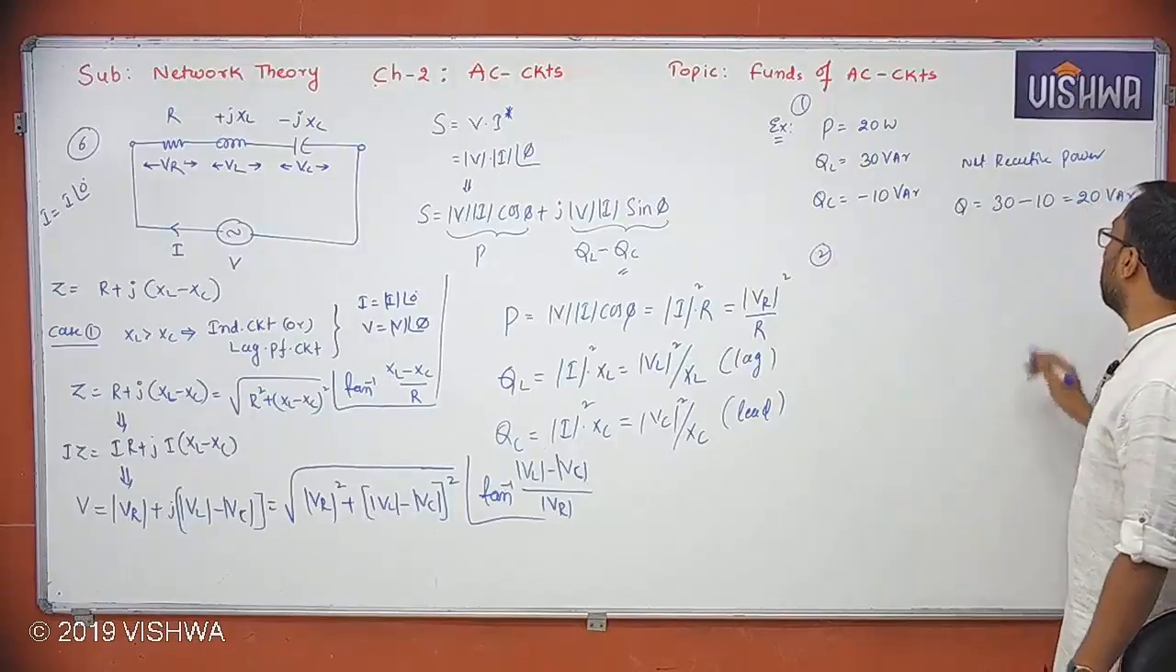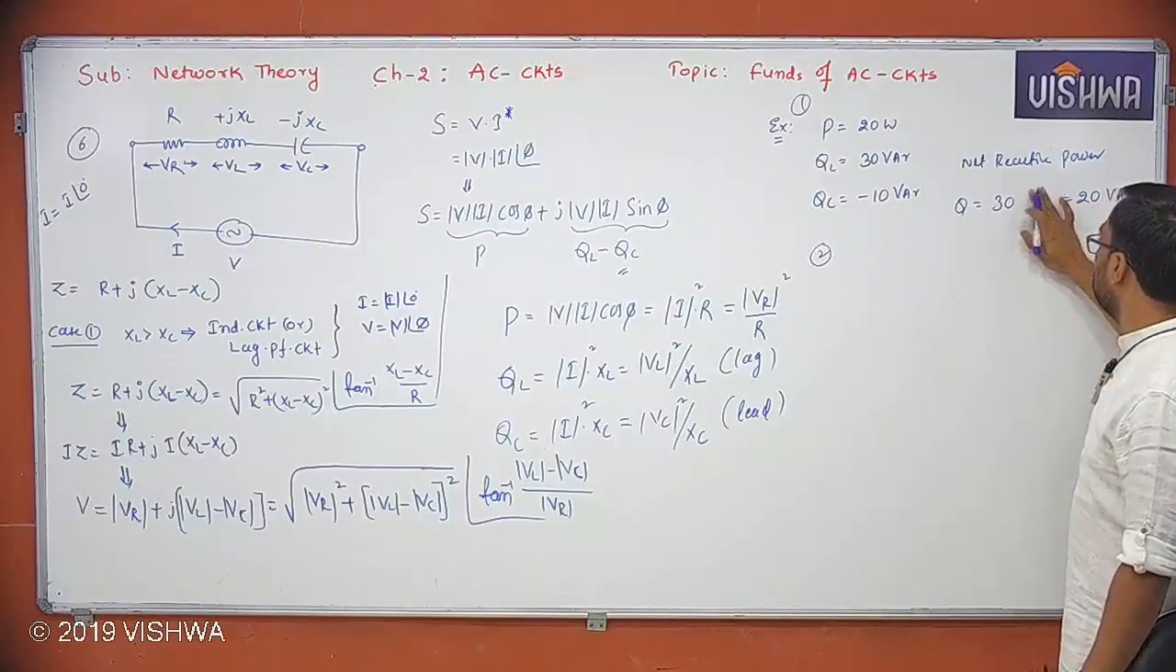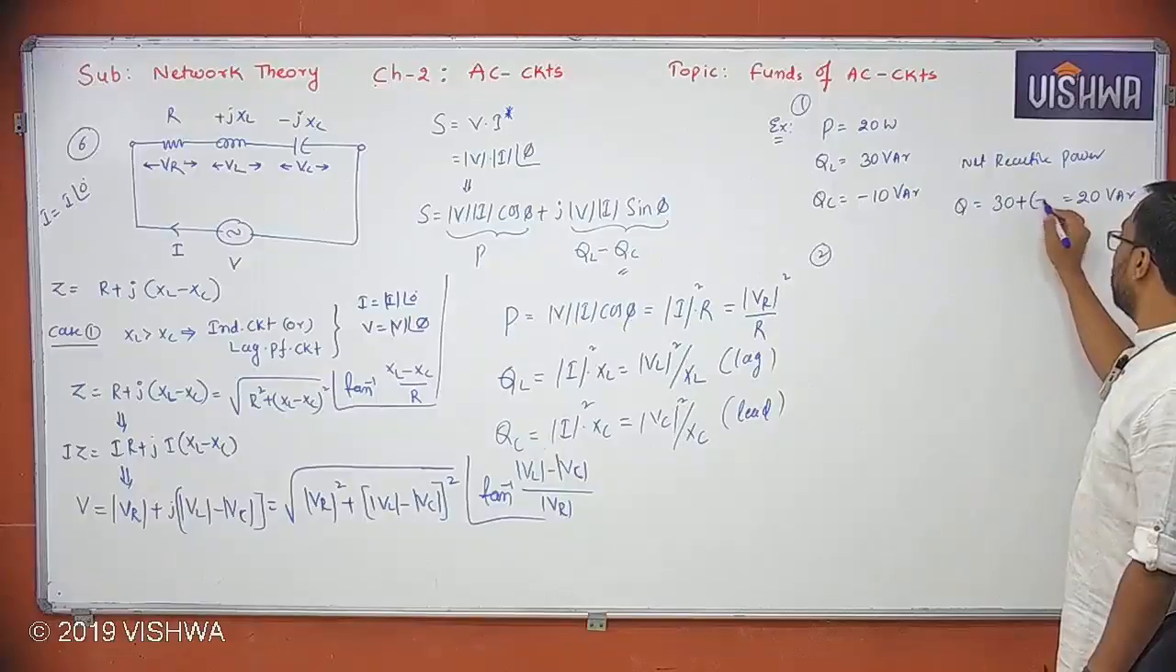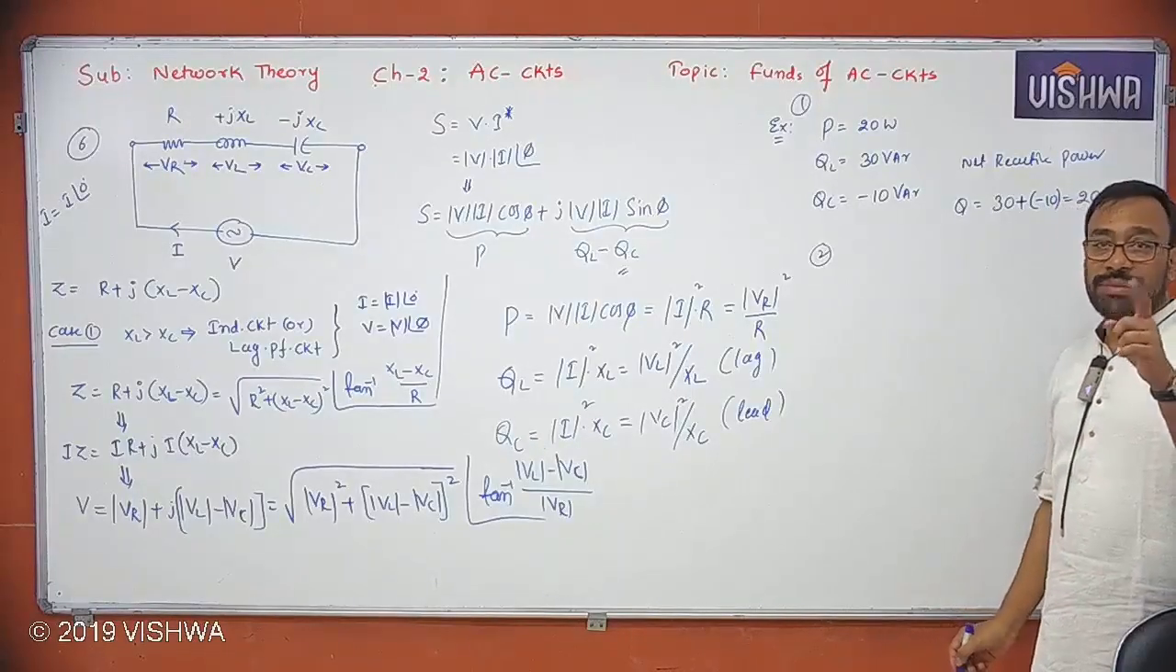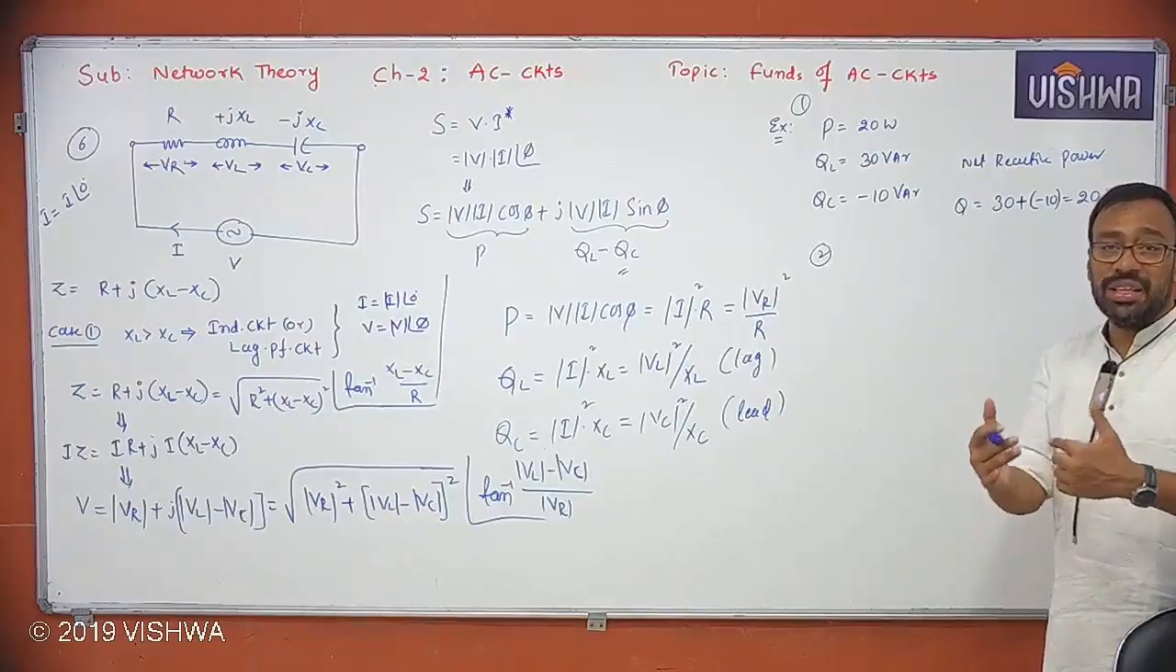Suppose the same thing, people write like this. So what I'm trying to do here is plus of minus 10. That means I'm taking the addition of it. Understand? Because already a negative sign is there, I'm just adding these two.